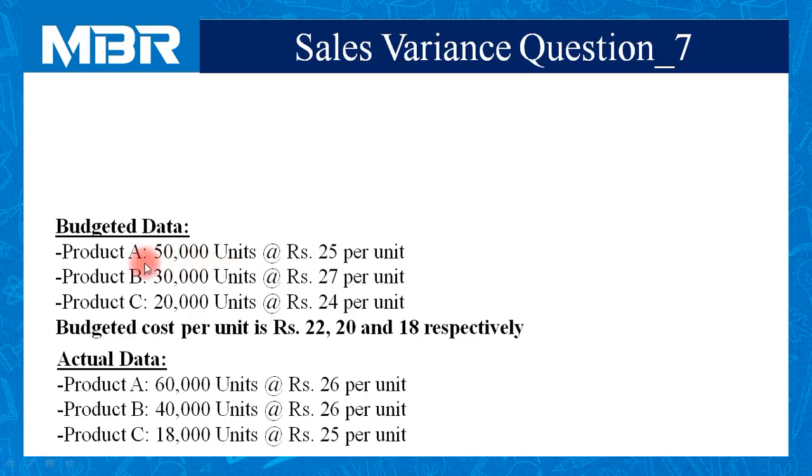Budgeted data for products A, B and C is given, the sell price is given, and the budgeted cost per unit is given for products A, B and C, that is rupees 22, 20 and 18 respectively. While actual data for A, B and C is given: product A 60,000 units at the rate of rupees 26 per unit, product B 40,000 units at the rate of rupees 26 per unit, and product C 18,000 units at the rate of rupees 25 per unit.